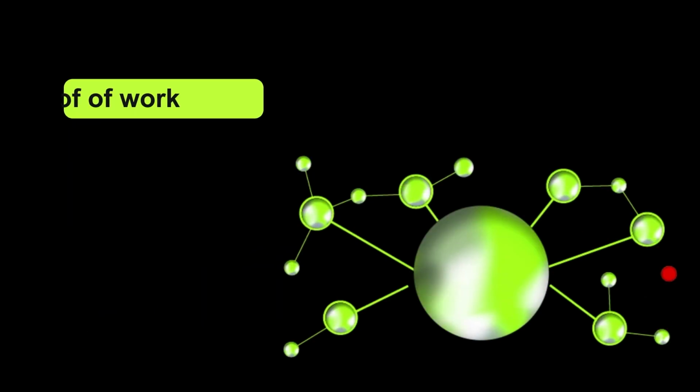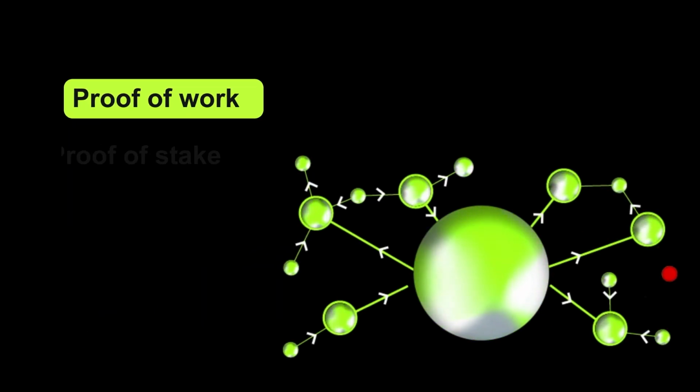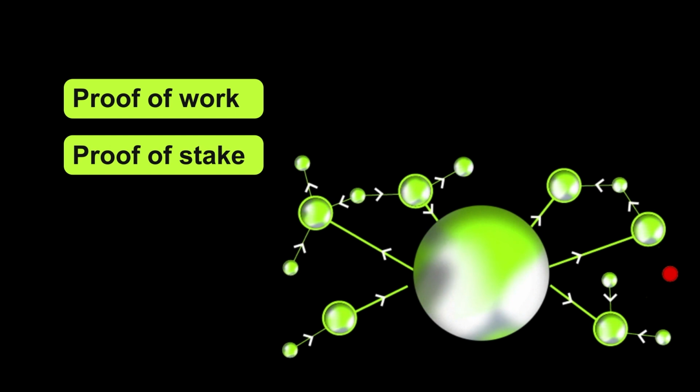There are 2 main ways of doing this: proof of work or proof of stake. These are called consensus mechanisms or consensus algorithms, but they're pretty complicated. So let's save that topic for another video.